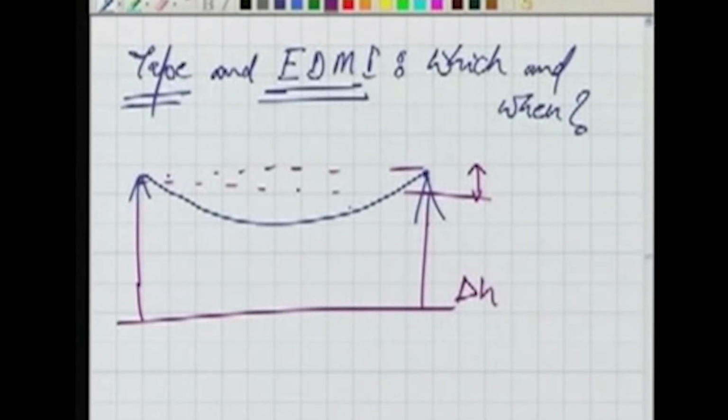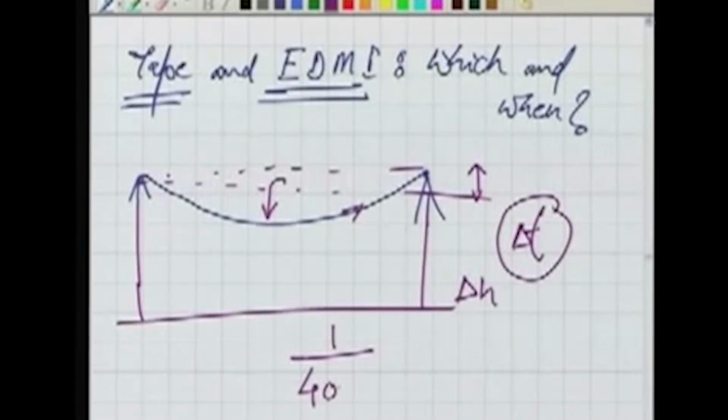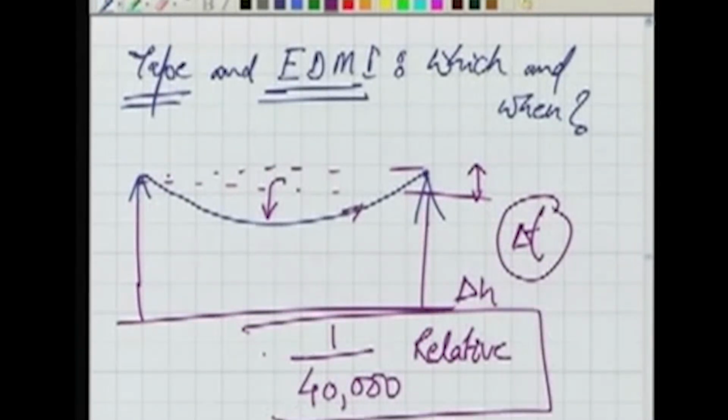We apply the correction for the pull. We apply the correction for the sag. We apply the correction for the difference in temperature. So if we are applying all kinds of corrections, a tape can give us an accuracy of 1/40,000. This is the relative accuracy or relative precision. This kind of accuracy is possible with the tape, provided we are taking all precautions and applying all corrections for difference in height, for the pull, for the sag, everything.